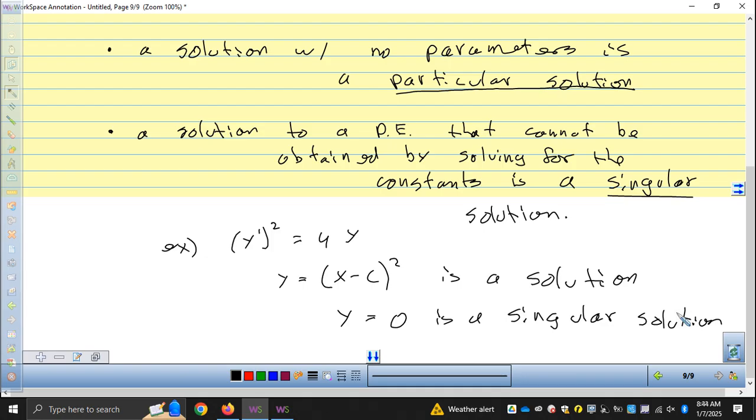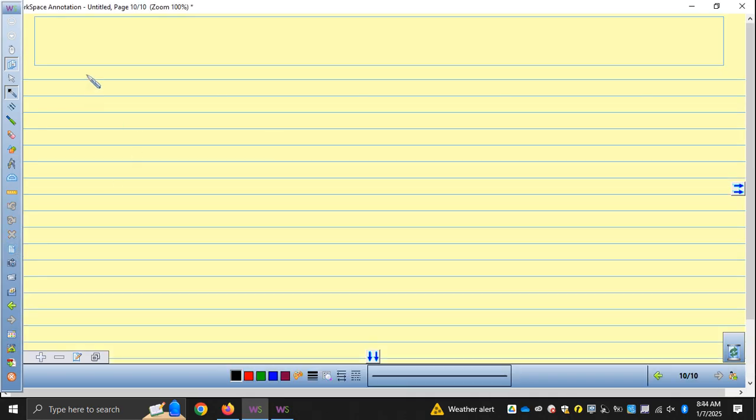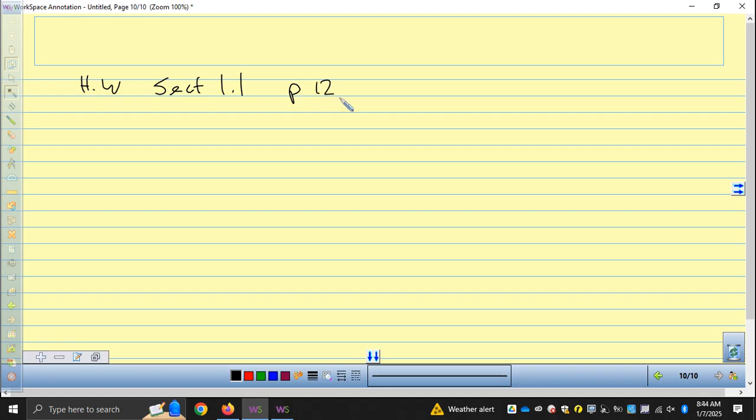All right. That's a lot of terminology. Our homework is section 1.1, page 12. All of that stuff is in 12 pages of the textbook. That's not a lot of pages.